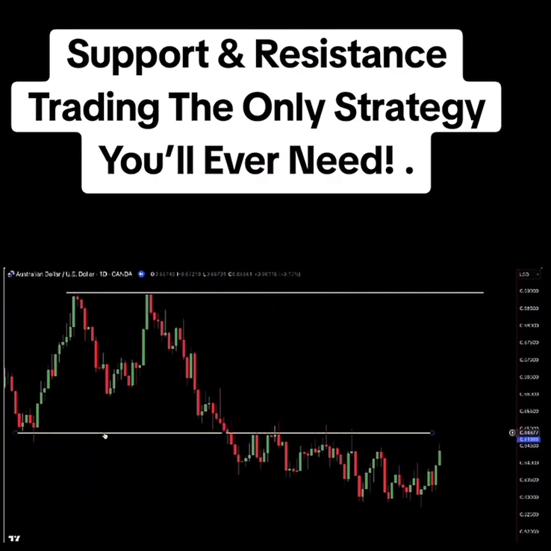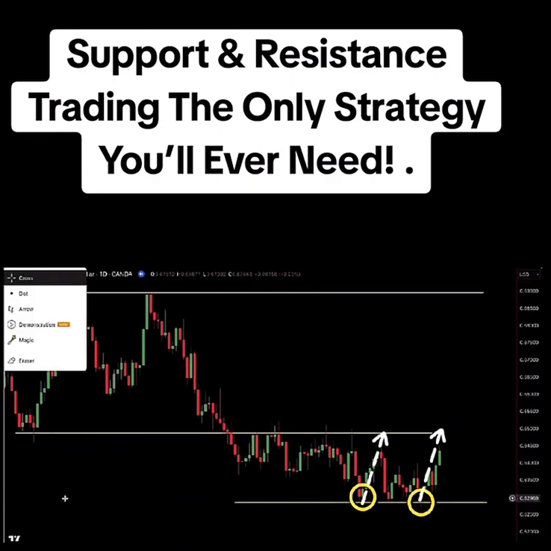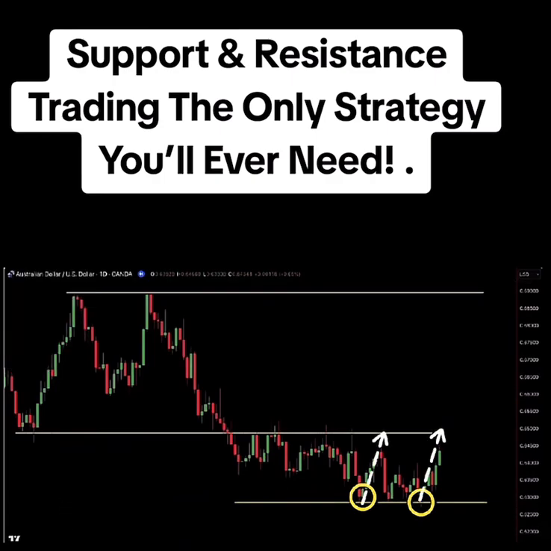Now, moving further down, we spot a key support level where price bounced twice, confirming its strength. Let's mark it and analyze why it matters. Extreme swing low. This is the lowest point price has reached in recent time, making it a significant support level. Multiple rejections. Price tested this level twice, confirming that buyers stepped in each time to push price back up.